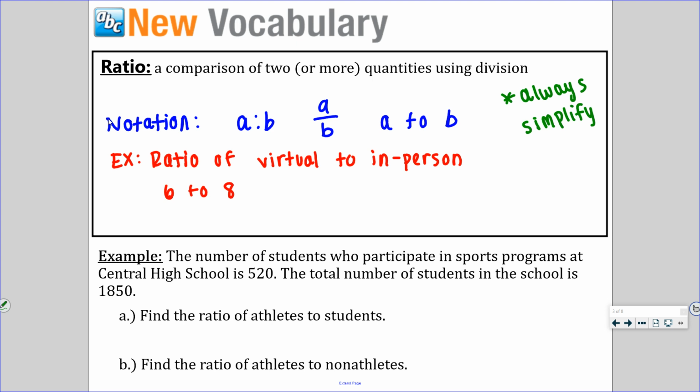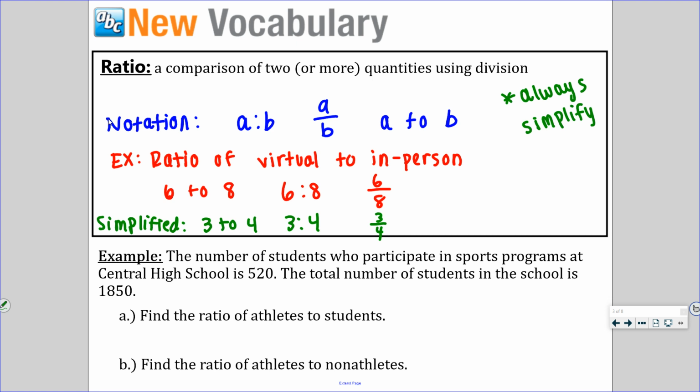Another way I could write this ratio, 6 to 8, is as a fraction, but we want to simplify this. It's probably easiest to see this written as a fraction. The simplified ratio here would be, they both could be divided by 2, 3 to 4. Those are equivalent ratios. They're very much just simplified.